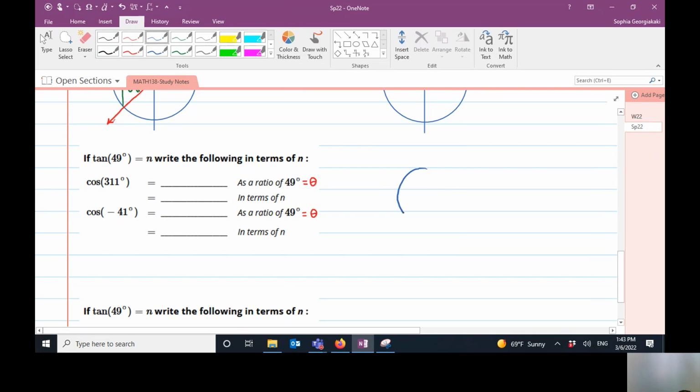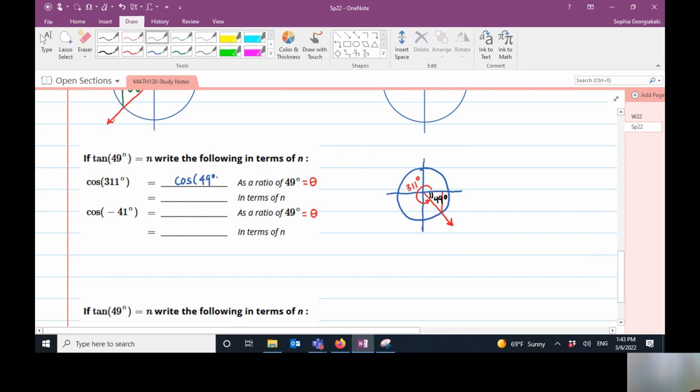311 degrees lies. So this is my trigonometric circle. 311 degrees is in quadrant 4. So this is my phi, 311 degrees. And the 49 degrees is actually the reference angle. So it is the angle that 311 makes with the positive x-axis. So since 49 is the reference angle, the functions stay the way they are. So the cosine of 311 has to be equal to the cosine of 49.